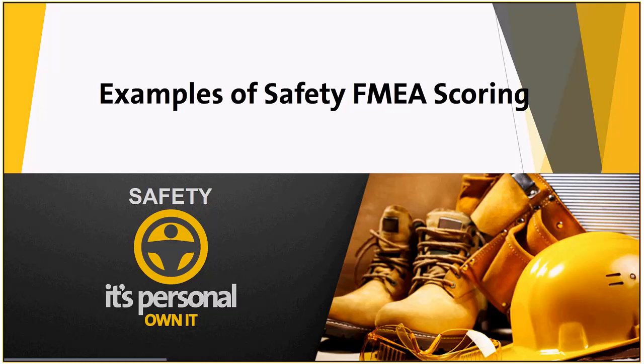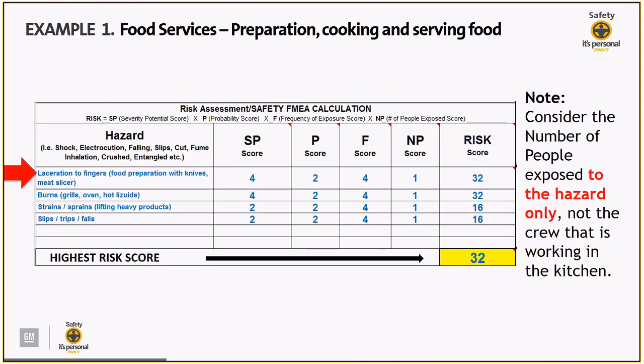So how are they scoring these hazards? Are they scoring them correctly? So we have a couple of examples here. Let's go through them together. So example 1, we're saying food preparation. In this example, we're saying that the seller said that their task is going to be something to the effect of preparing, cooking, and serving food.